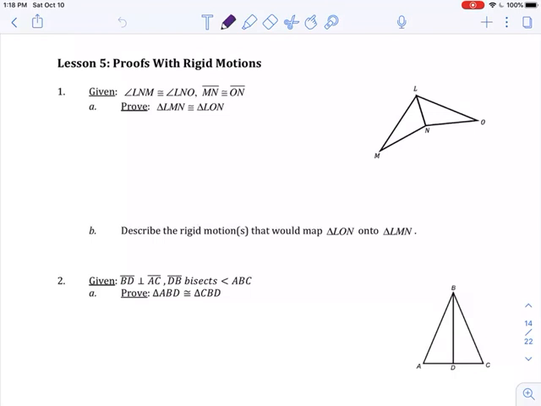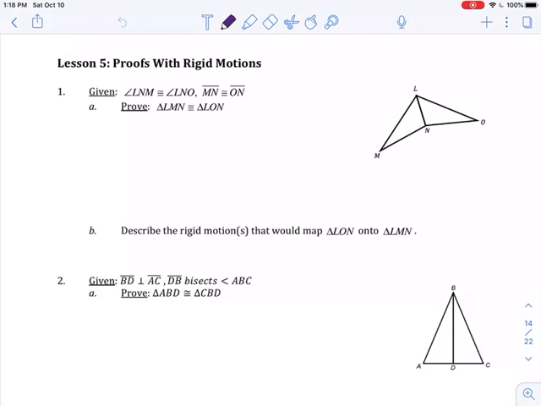Hopefully you're not finding the proofs too hard. Remember, you have statements on the left, reasons on the right. You always start with the given, and the proof is done when you prove what they asked you to prove. So we're just going to continue with the proofs. The difference is today they won't be numbered, so you won't know how many steps there are.